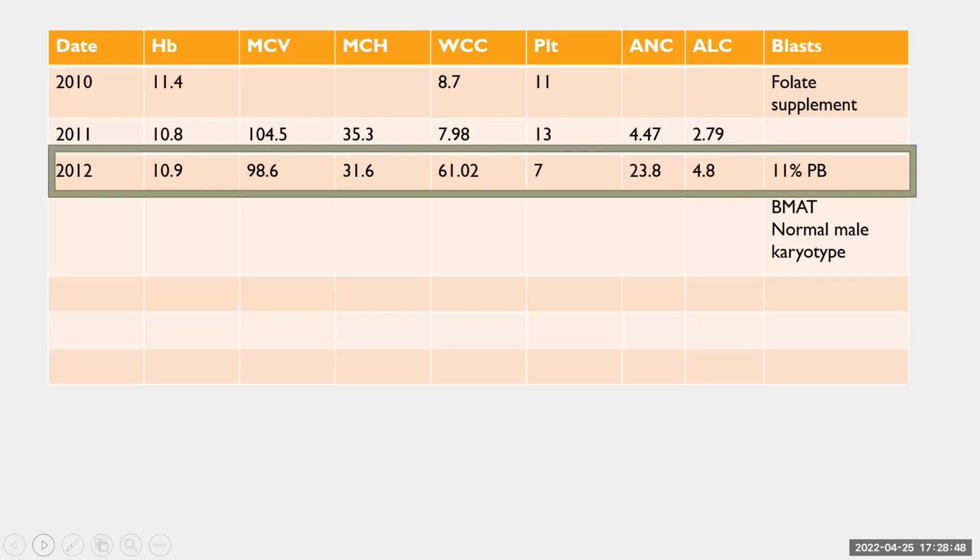In 2012, he was seen at the clinic and had an increase in his white cell count to 61. His platelets had dropped to 7 and his HB was 10.9, and he had 11% blasts on peripheral blood. A bone marrow aspirate and biopsy was then done for him. Next slide, please.